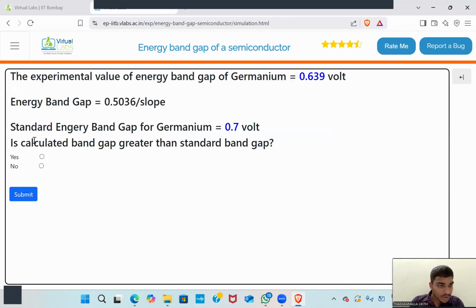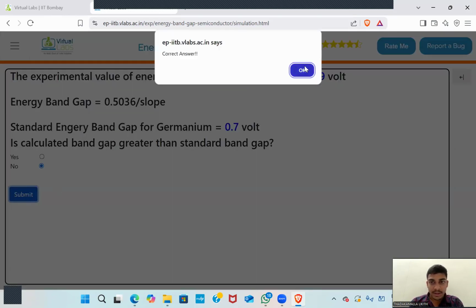See, they are asking one question. The standard energy band gap of germanium is given as 0.7 volt. Is the calculated band gap greater than the standard band gap? What did we get? This is the energy band gap. The experimental value we got is 0.639, and the calculated is also 0.639. The standard is 0.7. Is calculated greater than standard? No. Submit. Correct answer.